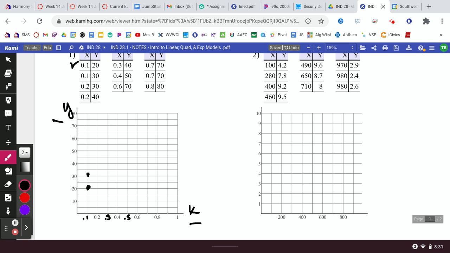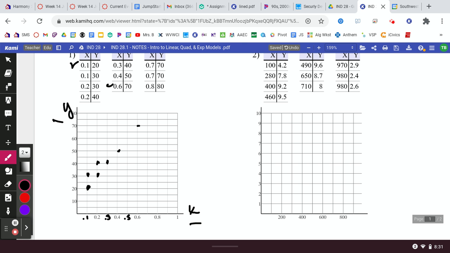Then 0.2, 30. Then 0.2, 40. 0.3, 40. 0.4, 50. 0.6, 70. Did I skip one? Nope, 0.6, 70. When I'm actually doing this, if I were doing it as homework, every time I graphed one, I'd put a little check mark next to it so you don't lose a point.